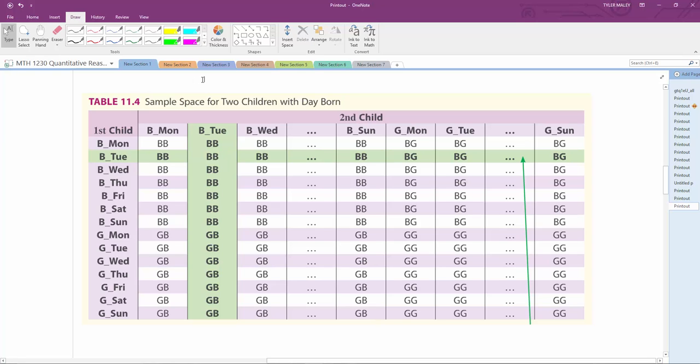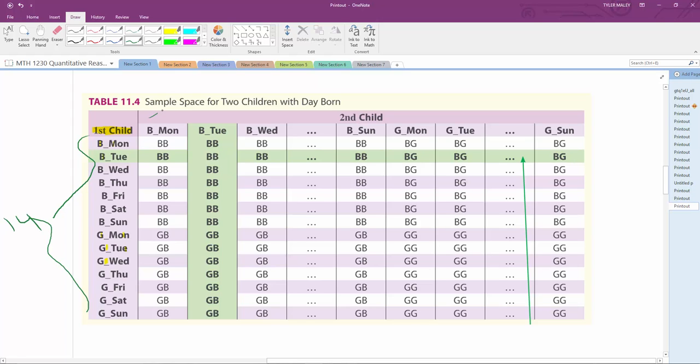So some things to notice. Along the rows, this is labeled as first child. So we could have a boy as our first child born on a Monday, a boy born on Tuesday, and so forth. It goes through all the days of the week, and then we go girl Monday, girl Tuesday, girl Wednesday, and so forth, all the way down to Sunday. So there are 14 rows here.